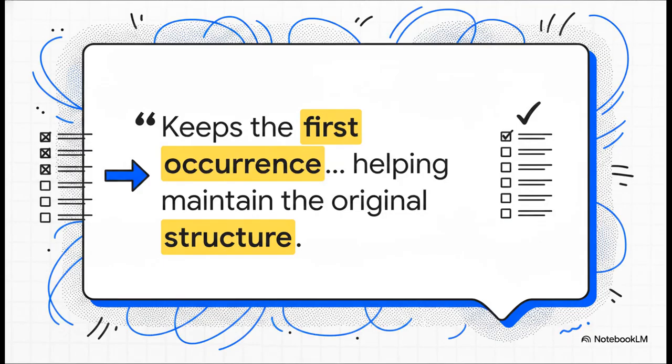A major concern whenever you automate data processing is, is this going to completely mess up my formatting? Well, according to the tool's documentation, and I quote, the tool keeps the first occurrence of each line and removes any later duplicates, helping maintain the original structure and sequence of your data. So your data's integrity? It's completely safe. It doesn't scramble your information or randomize your lists. It simply removes the unnecessary bloat. Your list stays exactly in the order you originally intended.